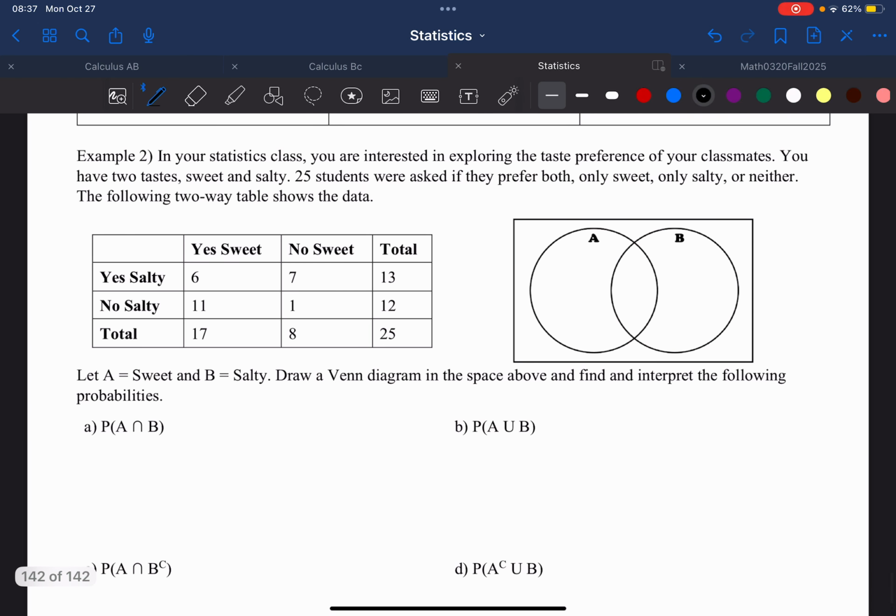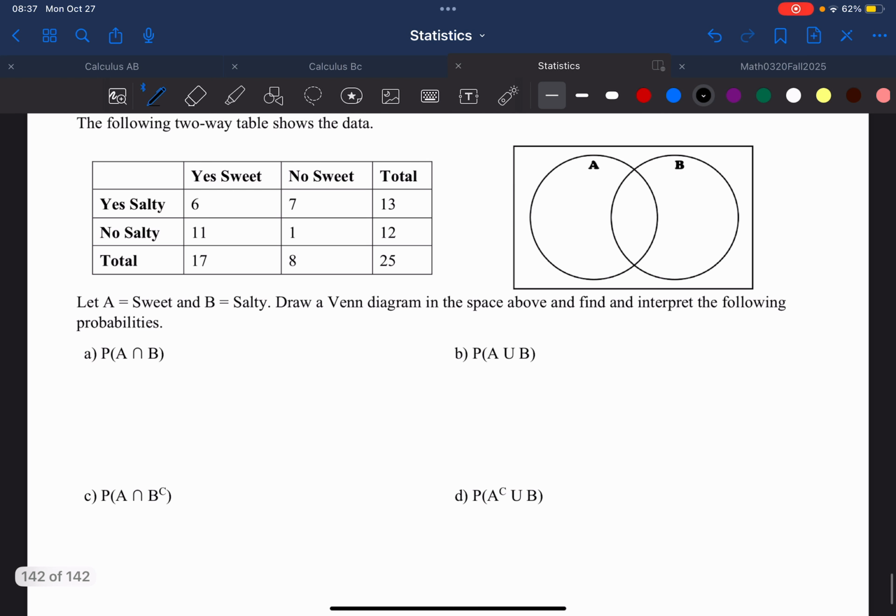Okay, example 2 says in your stats class, you're interested in exploring the taste preference of your classmates. You have 2 tastes, sweet and salty. 25 students were asked if they preferred both, only sweet or only salty, or neither. The following two-way table shows the data. Let A represent sweet, B represent salty, and draw a Venn diagram in the space above and find and interpret the following probabilities.